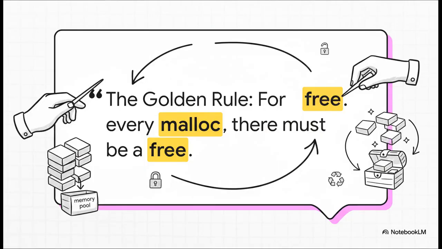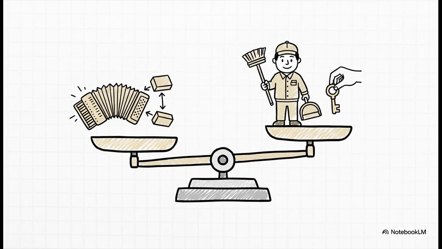So how do you avoid these disasters? It's actually pretty simple. You have to live by one single golden rule, and it's right here. For every single time you call malloc or calloc, there must be a matching, corresponding call to free. It's a perfect one-to-one relationship. No excuses, no exceptions.